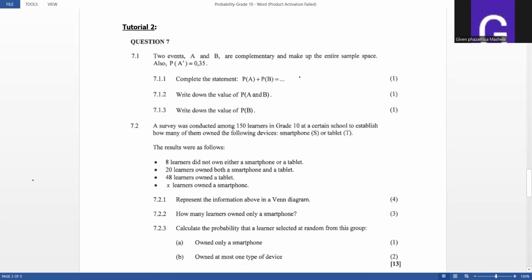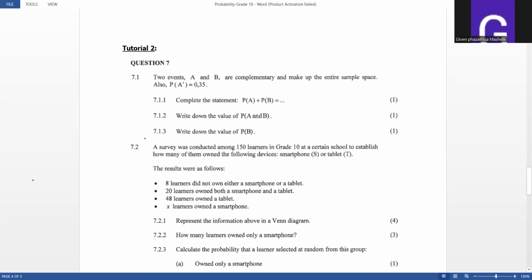Let's now look at the second question here. It says two events A and B are complementary. What does it mean when they say two events are complementary? It means the probability of A plus the probability of not A, which is actually B, is equal to 1. We know that for complementary events, the probability of A plus the probability of not A must be equal to 1. And it means this not A is actually B, because they told us A and B are mutually exclusive.